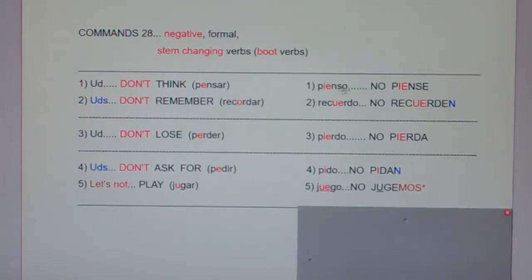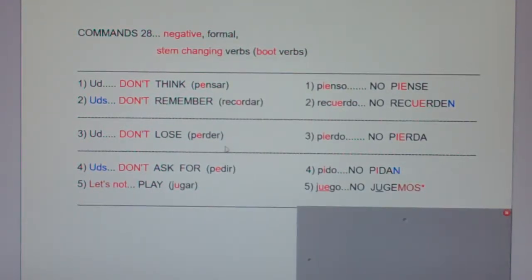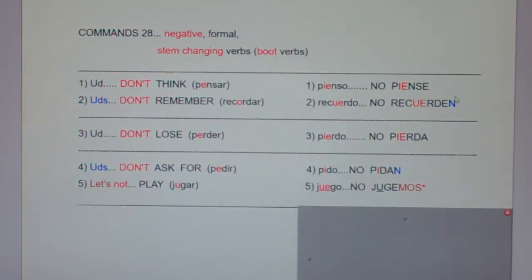Notice if it's an AR verb, opposite vowel is E. If it's an ER verb, the opposite vowel is A, and if it's an IR verb, the opposite vowel is A. It's actually ER and IR turn into A. And obviously the endings, if you're talking to you guys, it's N. If you're talking about we, it's MOS.